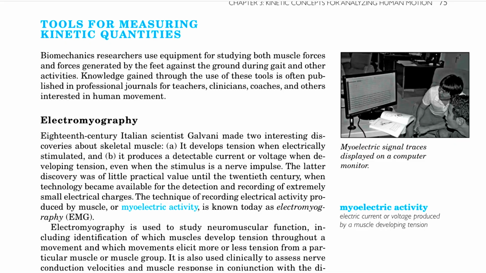Second, it is very important to know how much tension is produced by a muscle or muscle group, so EMG shows us that as well.